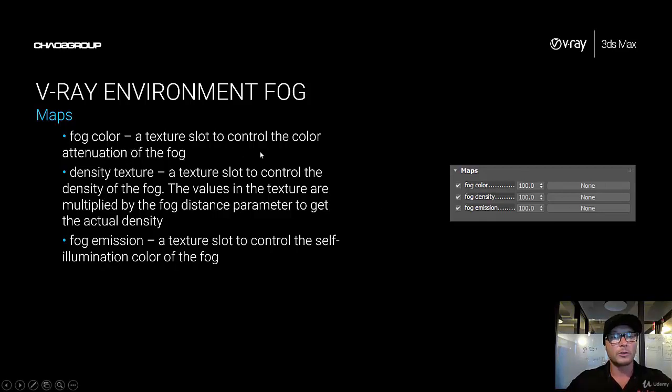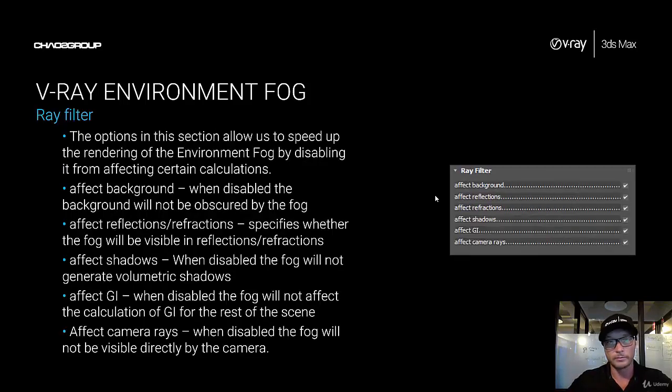Fog color, a texture slot to control the color attenuation of the fog. Density texture, a texture slot to control the density of the fog. The values in the texture are multiplied by the fog distance parameter to get the actual density. Fog emission, a texture slot to control the self-illumination color of the fog.